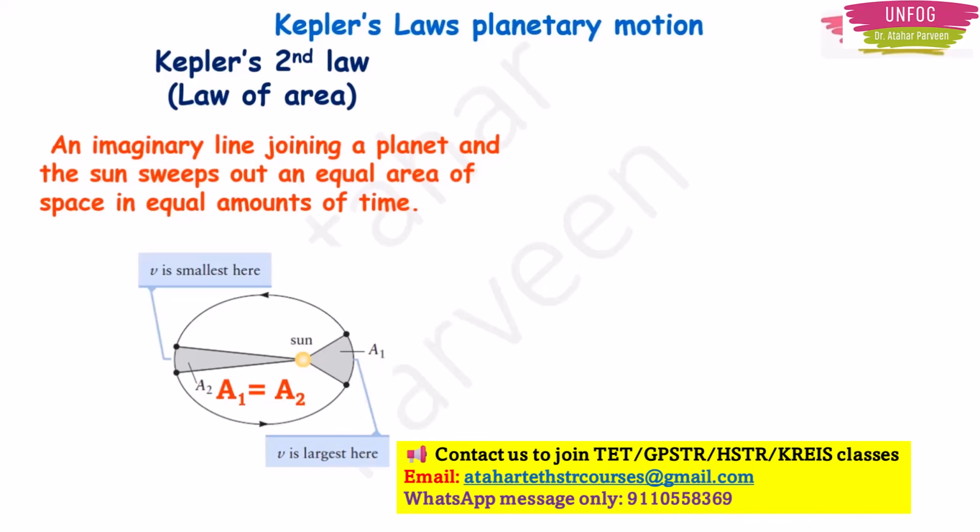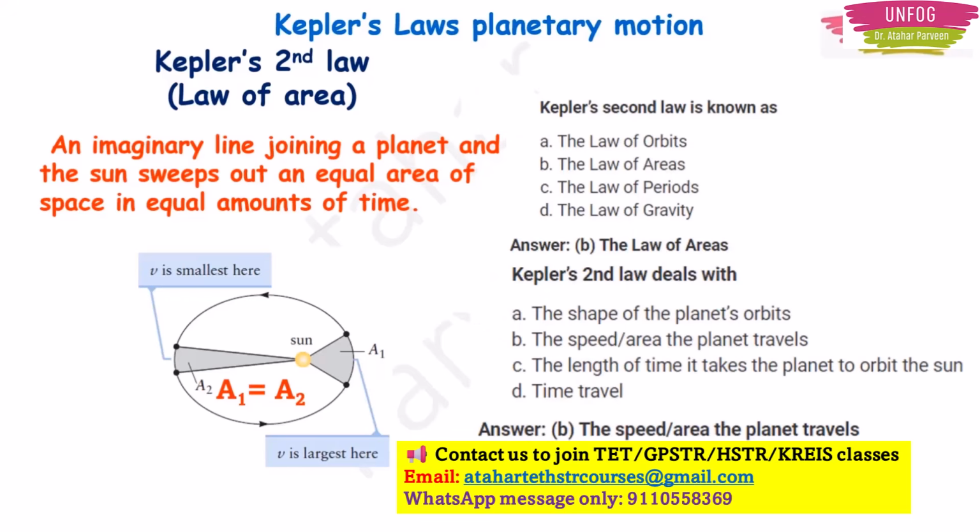So questions based on this could be like this. Kepler's second law is known as law of areas. Or they can also ask like this. Kepler's second law deals with speed, area the planet travels. Okay.